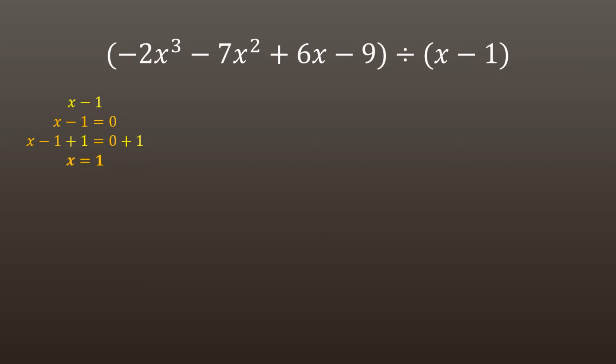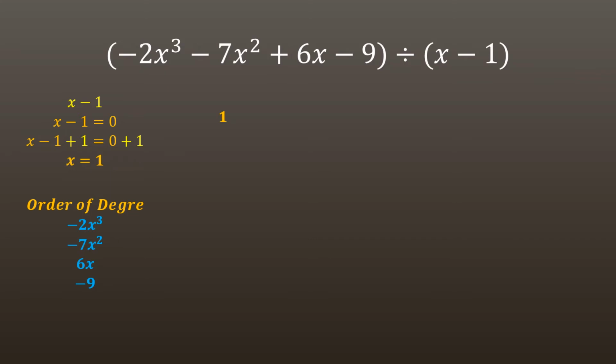Now, the second thing to do is to check the degree order. So check that it's greatest to least. We have negative 2x cubed, so that's the highest degree. Second would be negative 7x squared, then 6x, and then negative 9. So the order is from 3 to 0.